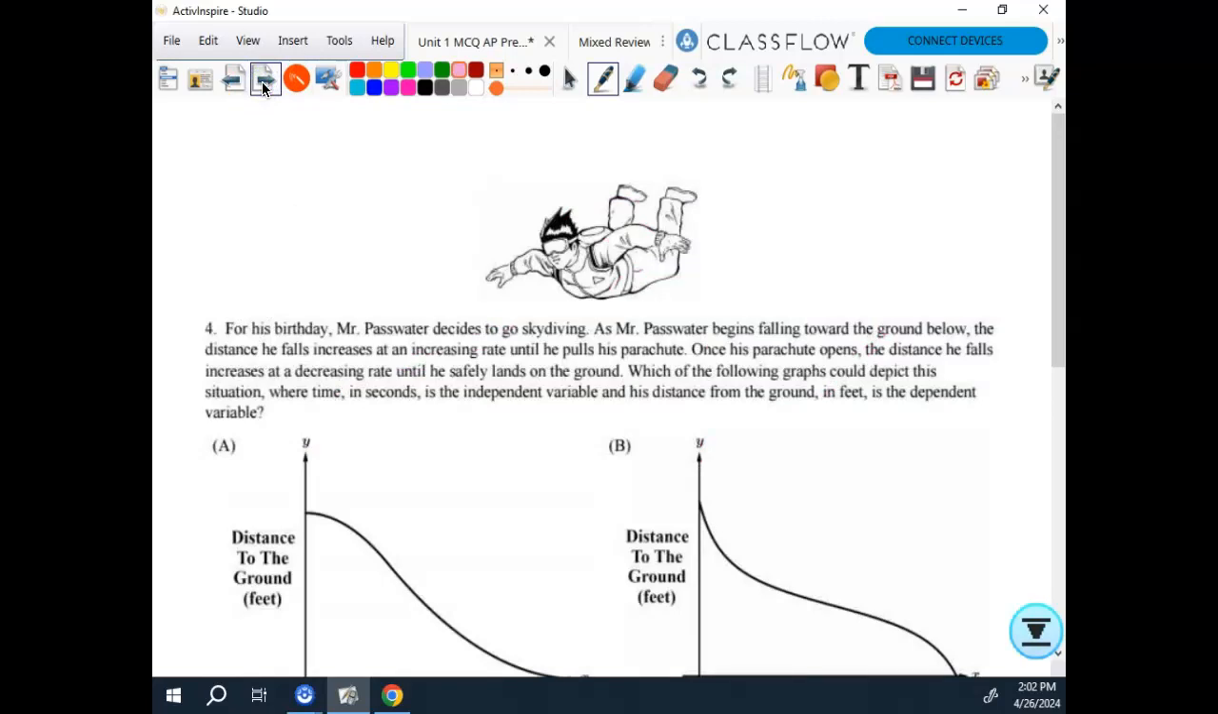I'm going to give you about a minute to do that. But you got to read it and do it. Number 4.